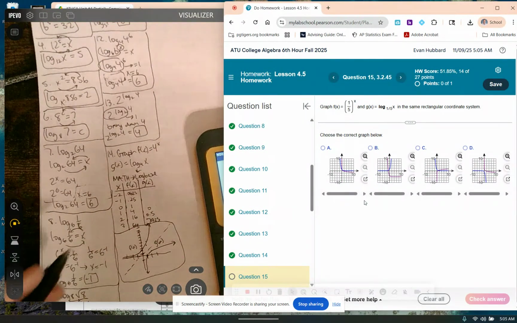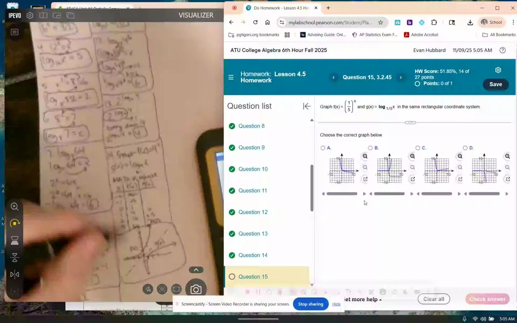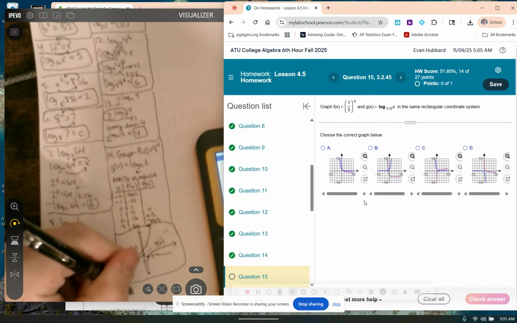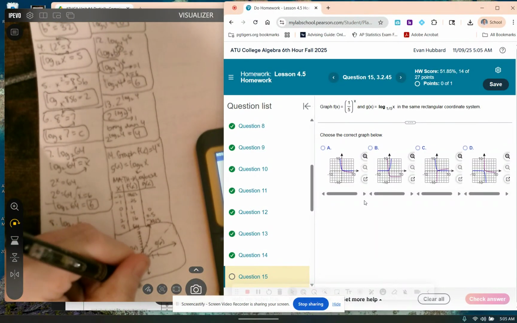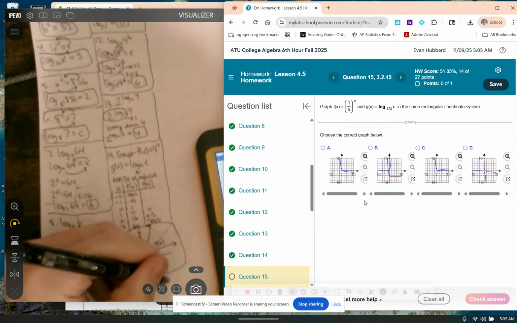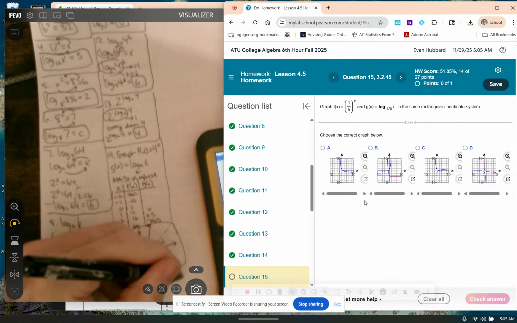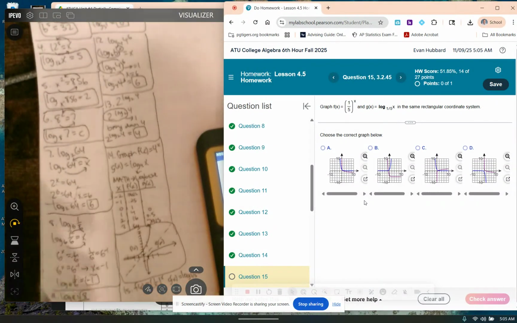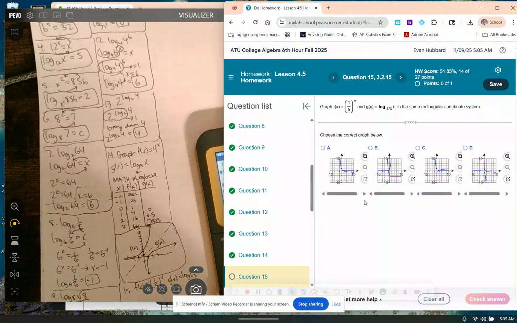Graph 1/5. Let's try this one. 15, I've got f of x equals 1/5 to the x, and g of x equals log base 1/5 to the x. So open parenthesis, no, I won't do that. Let's go back to y equals 1/5 power of x and log base 1/5 to the x.